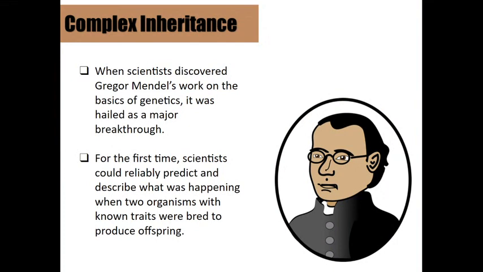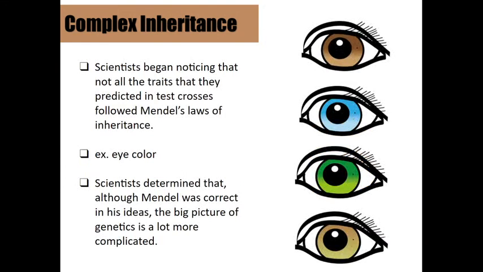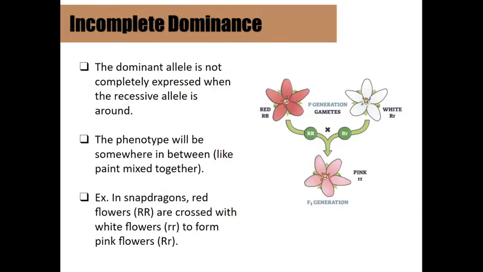breakthrough. For the first time, scientists could reliably predict and describe what was happening when two organisms with known traits were bred to produce offspring. Scientists began noticing that not all traits that they predicted in test crosses followed Mendel's laws of inheritance. One example of this is eye color. Scientists determined that although Mendel was correct in his ideas, the big picture of genetics is a lot more complicated.